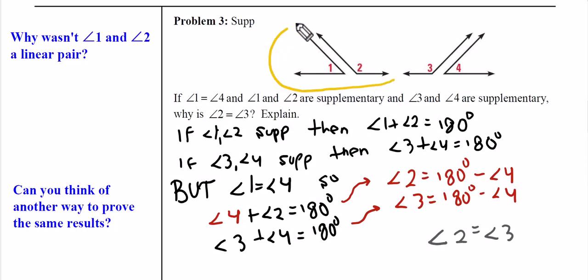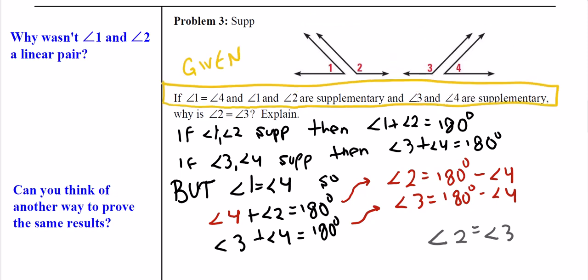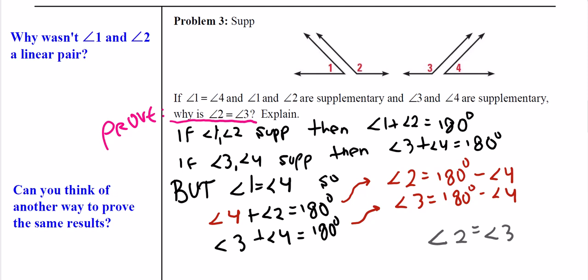Today we begin this problem with two pairs of supplementary angles that are not adjacent. We also begin with this given information, and we're going to prove that angle 2 is equal to angle 3. So first we begin with this idea of supplementary angles.